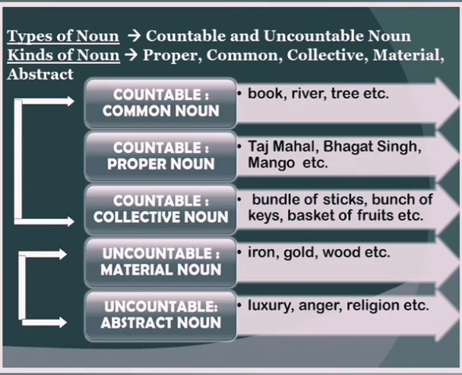For common nouns we have books, river, tree, etc. Countable proper nouns are mangoes, Taj Mahal, a person called Bhagat Singh, etc. Countable collective nouns are bundles of sticks, bunch of keys, basket of fruits. These are all collective nouns. Now uncountable nouns are material nouns, which are gold, silver, iron, wood. These things are uncountable in nature, which fall under material noun. Last is abstract noun. That is uncountable in nature, like luxury, anger, religion, etc.